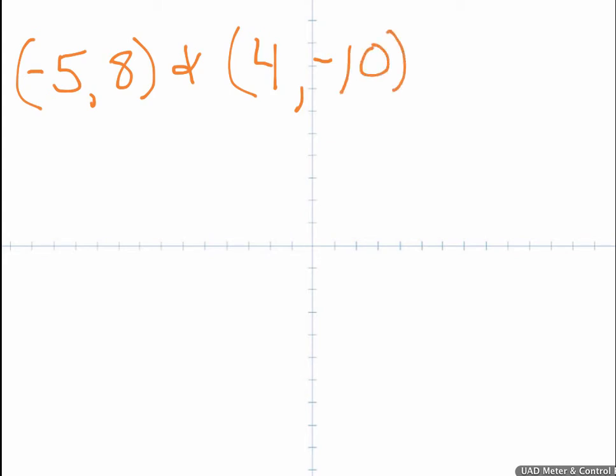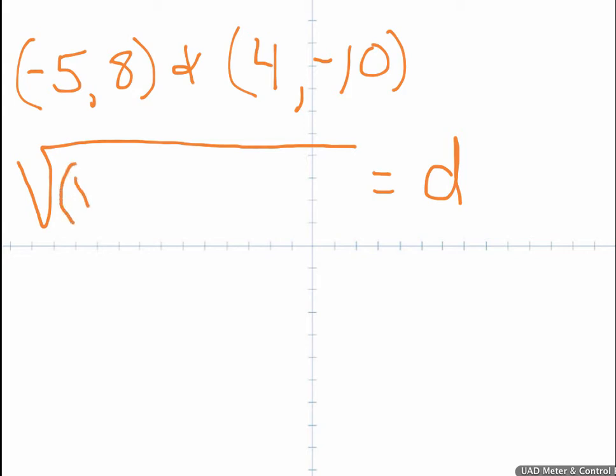Okay. Now here's the formula I'm going to want you to use. Very similar to the Pythagorean theorem. We're going to draw this big old square root, and since we're talking about distance, let's write equals D for distance. Right here you're going to have the difference of x2 minus x1, squared, plus the difference of the y's, y2 minus y1, squared.